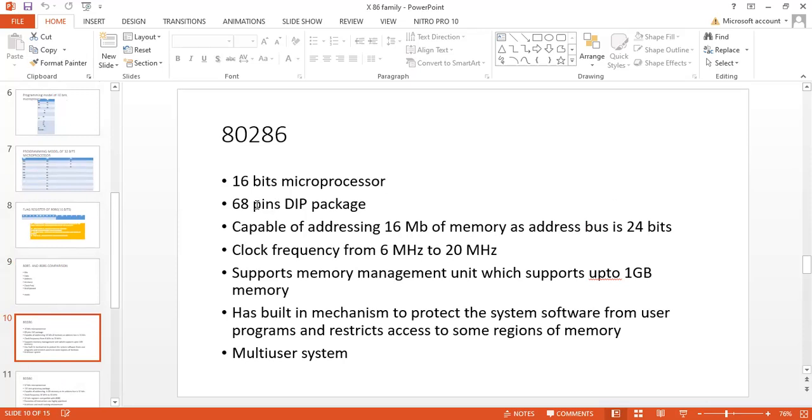After that, instead of 40 pin, now it is a 68-pin DIP package IC. Then basically, in this case, it supports the memory management unit. Because of the memory management unit, it supports up to 1 GB of virtual memory. Basically, it has a mechanism to protect the system software.